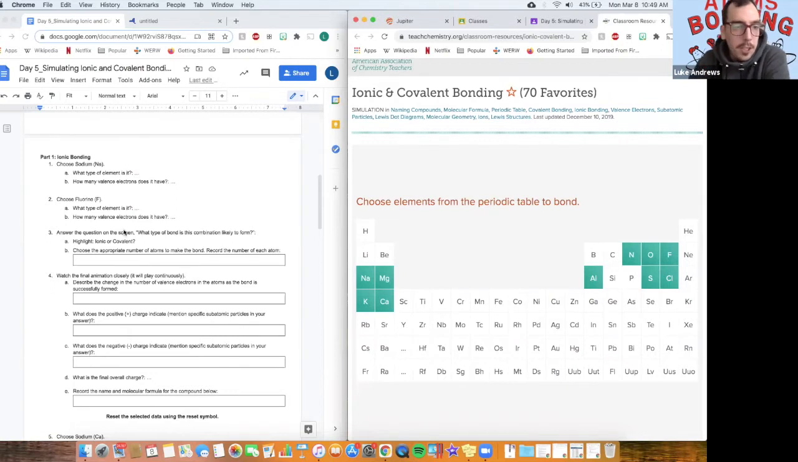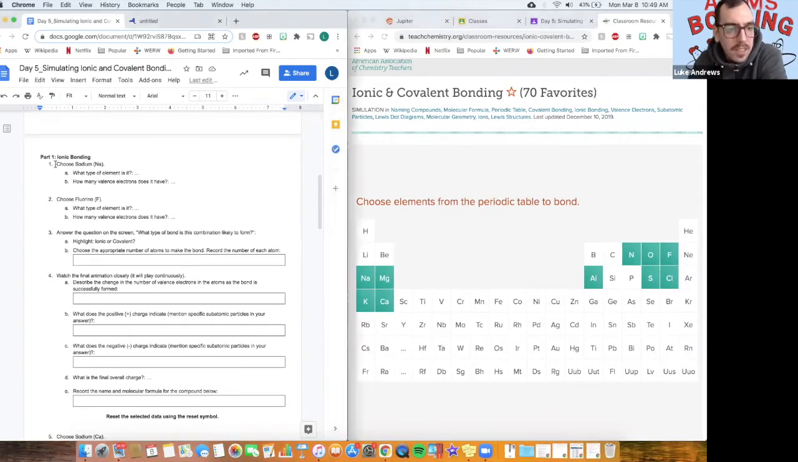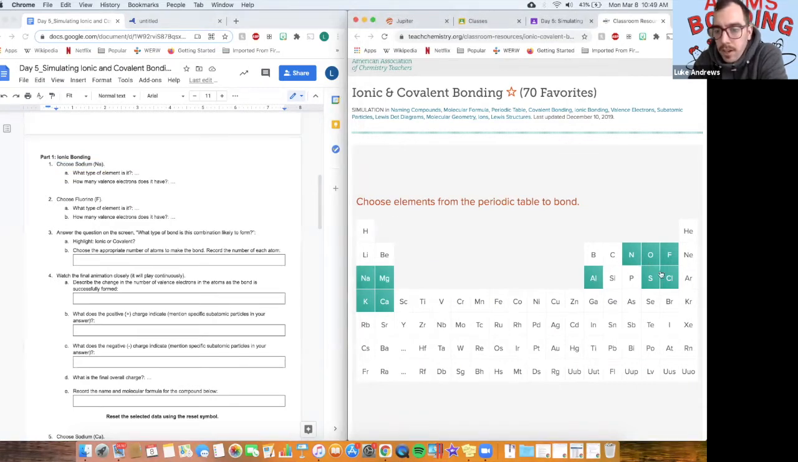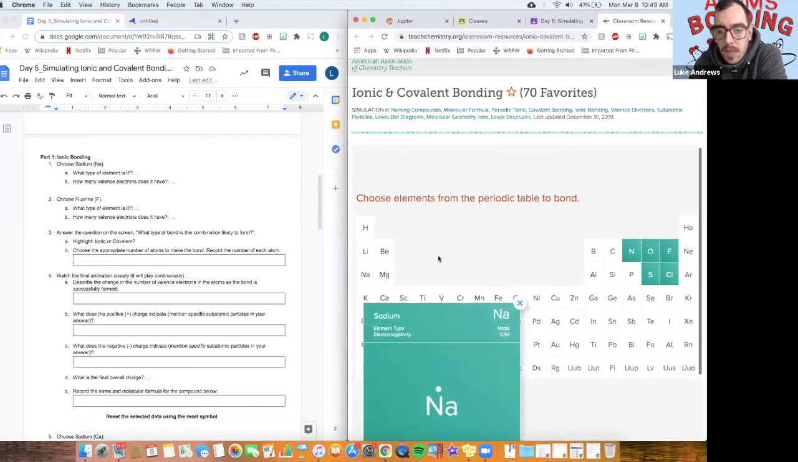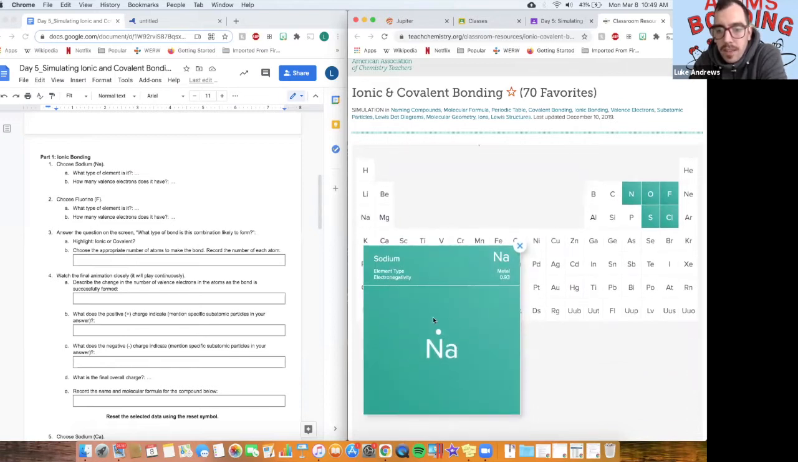So I have the simulation up. I'm going to look at the first question. It says choose sodium, Na. The green blocks over here can be selected, highlighted. So I'm going to click on sodium, and it brings up a little element card. It shows me the element type. It's a metal. It shows me the electronegativity, 0.93. That's pretty low. Remember, 4 is the highest, 0 is the lowest. And it gives me the Lewis dot structure of sodium. Sodium has 1 valence electron.